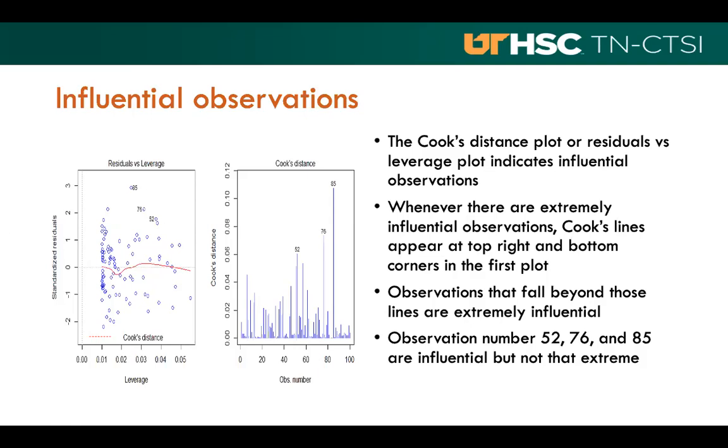We have to examine them and make sure they are entered correctly in the data. So the Cook's distance plots or residuals versus leverage plot indicate influential observations. Wherever there are extremely influential observations, the Cook's lines appear at the top right and bottom corners in the first plot, and the observations that fall beyond those lines are extremely influential.